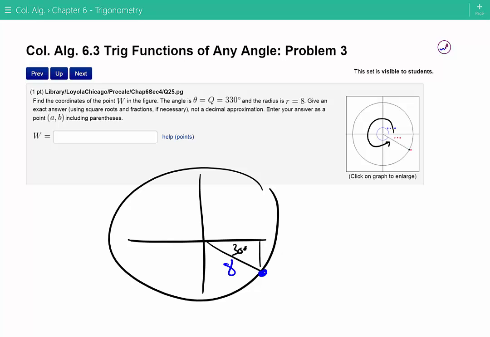Now, there's different ways to do this, but the easiest way, I think, is to use our special right triangles. So I'm going to call the small side x, which makes the hypotenuse 2x, and makes the long leg x square root of 3. So if 2x equals 8, x must be 4. And so this must be 4 square root of 3 for the side length. So my ordered pair becomes (4 square root of 3, negative 4).